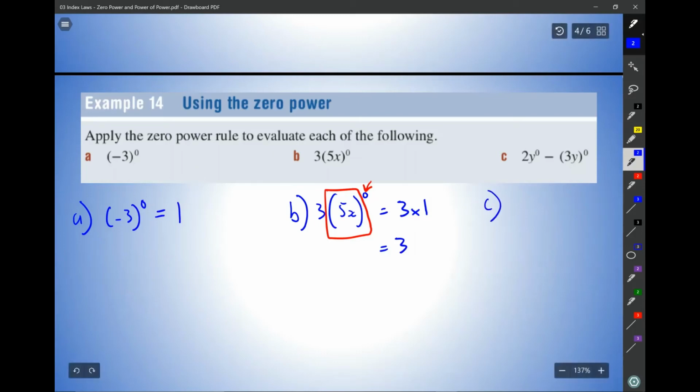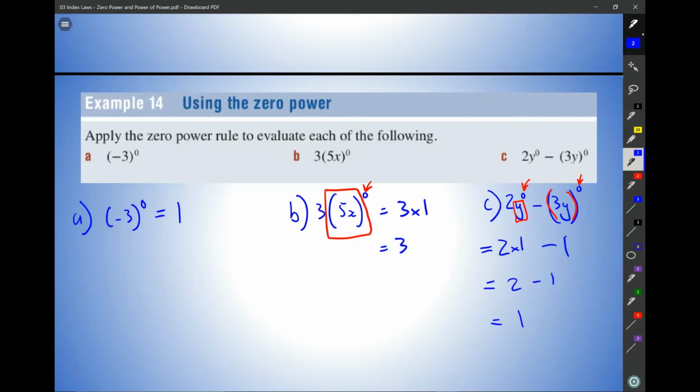And again here, everything inside these brackets is to the power of 0, so it's just 1. This y is to the power of 0, so it is also just 1. Oops, sorry, my pen doesn't want to change colour. 2 times 1 minus 1, which equals 2 minus 1, which just equals 1.